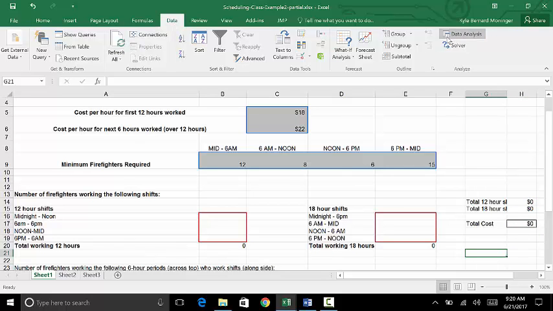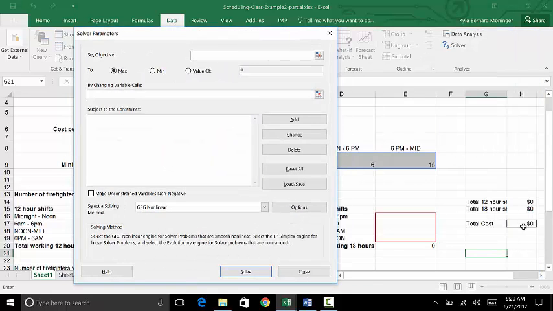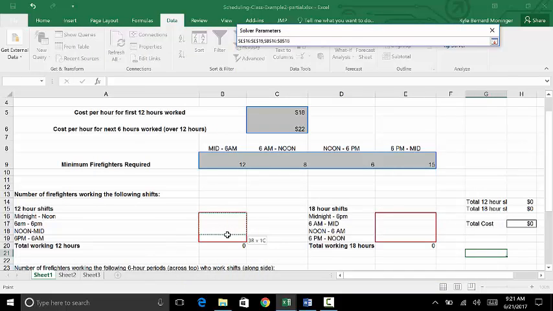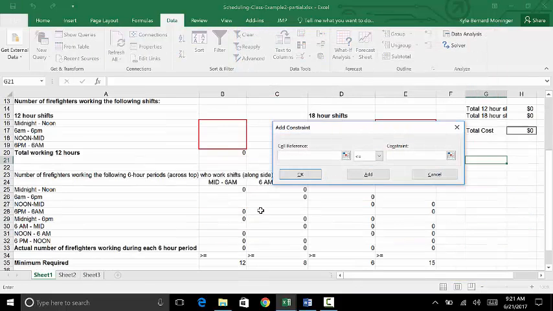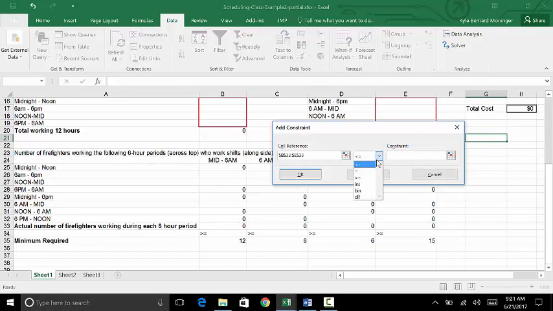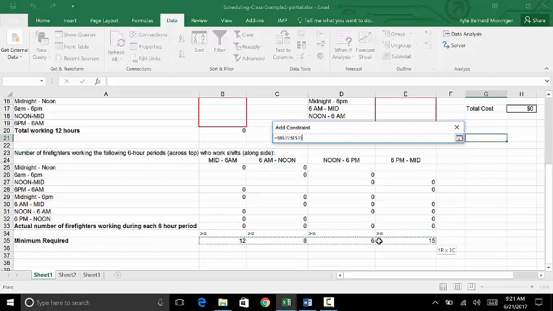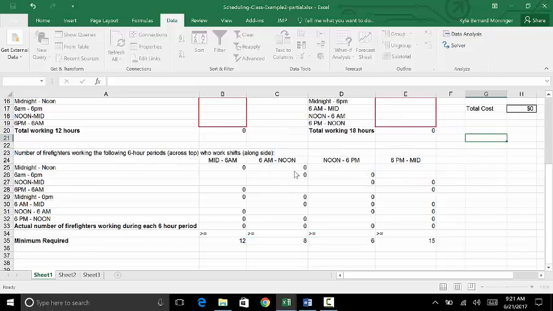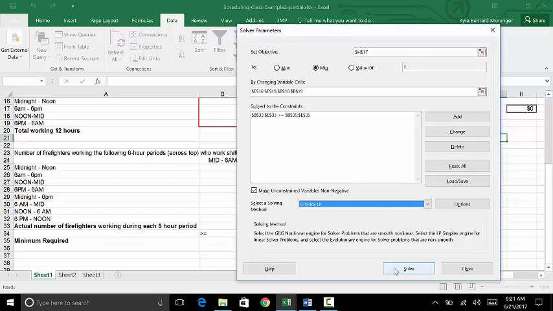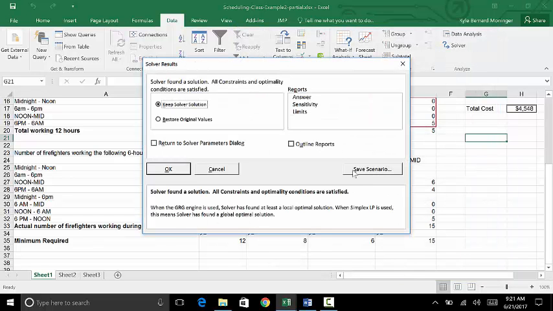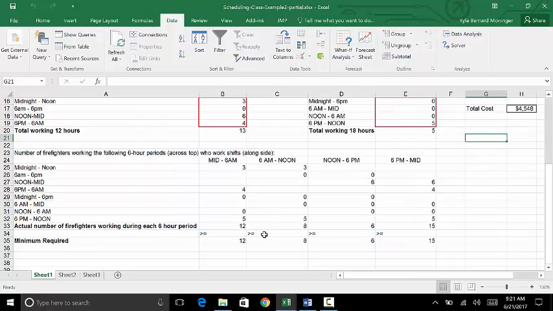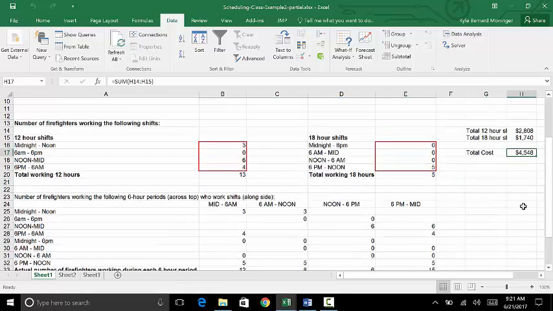Let's solve it. All right, we have a solution with all constraints satisfied. Each time period has the minimum number of firefighters working, and we have a minimum total cost of $45.48.